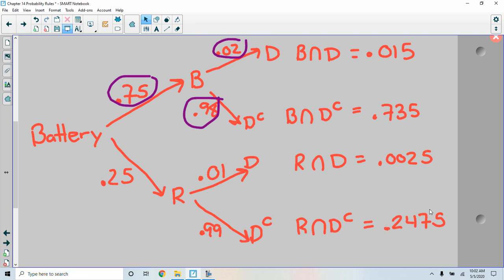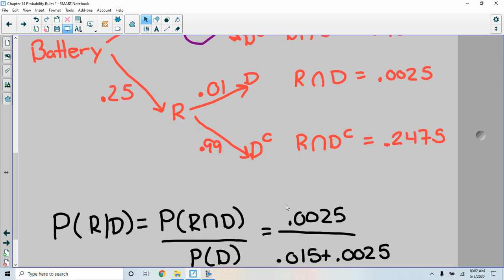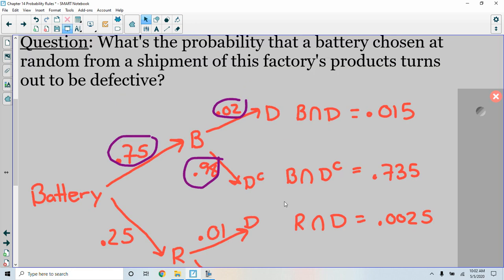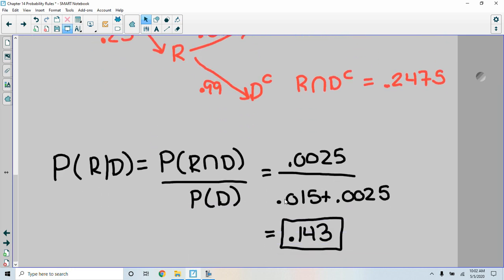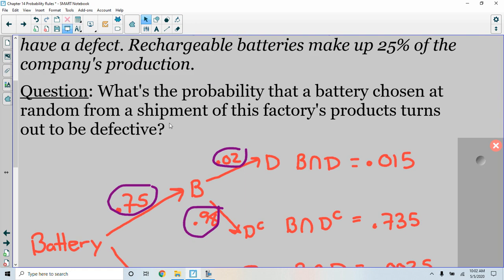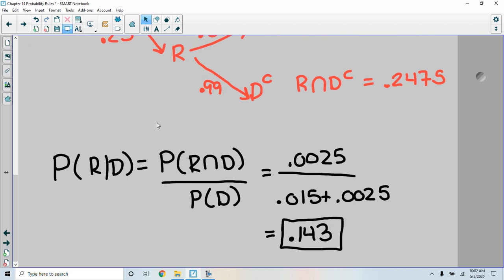And so when we want to find the probability of getting a defective battery, what do we want? We want it to be rechargeable given it's defective. I'm sorry, I maybe didn't ask the question correctly. So we have both rechargeable and regular batteries that are defective. So if I pick this battery up and I know it doesn't work, we want to know the probability that it's rechargeable. So that's a conditional probability.